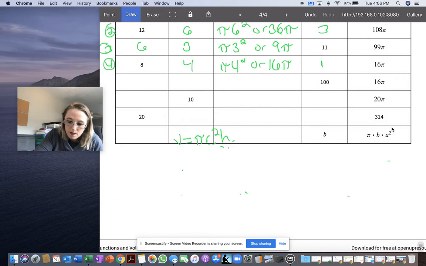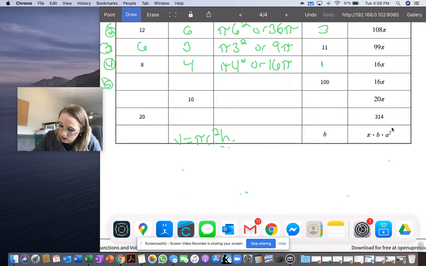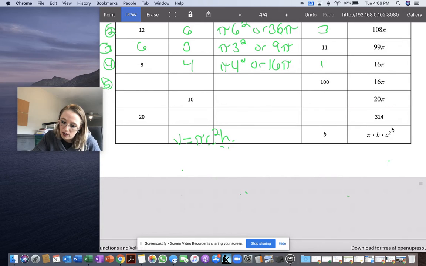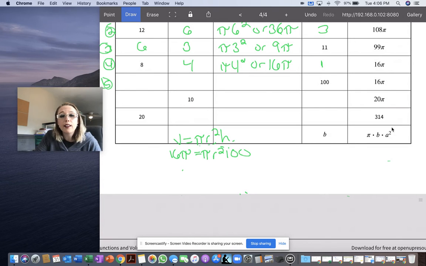So number 5, this is where they're going to start getting kind of fun. Okay, so number 5, oops, that's not what I wanted. I wanted this. Okay. So number 5, we are given a volume of 16 pi equals pi r squared and a height of 100. Okay? So really, we just need to start solving parts of these equations to figure out the rest of our information. Okay?